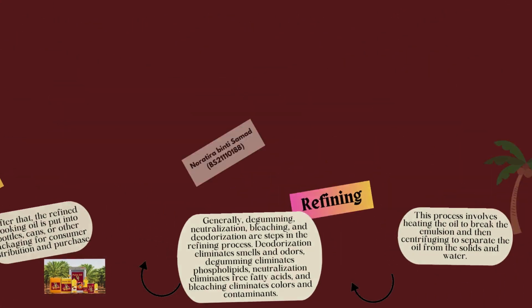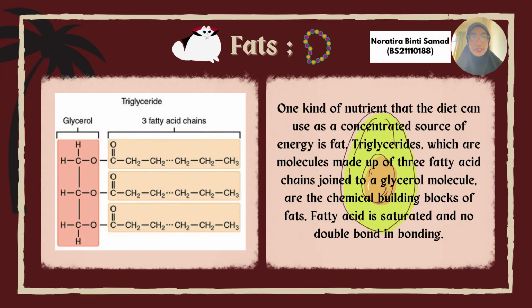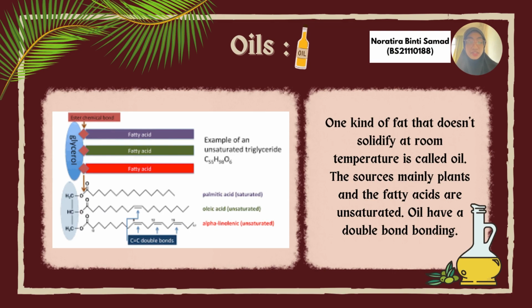One kind of nutrient that the diet can use as a concentrated source of energy is fat. Triglycerides, which are molecules made up of three fatty acid chains joined to a glycerol molecule, are the chemical building blocks of fat. In animal fat, the fatty acid is saturated, with no double bond in the bonding. Meanwhile, one kind of fat that doesn't solidify at room temperature is called oil. The sources are mainly plants and the fatty acids are unsaturated. All have a double bond in the bonding.